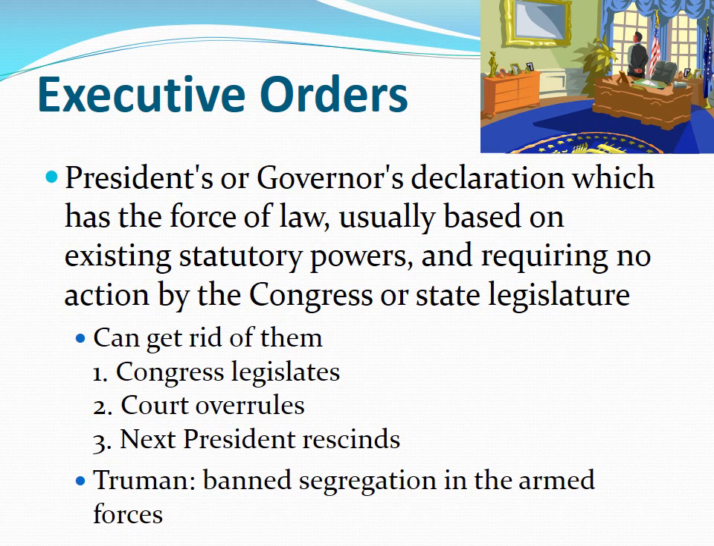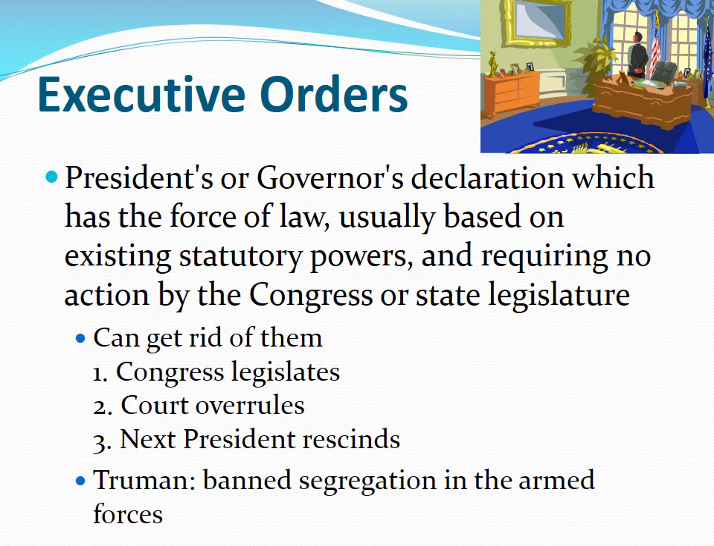A couple of things to know about executive orders. You can get rid of them. Because Congress is the real lawmaking body, if Congress legislates and decides to make a law which overrides or changes the executive order, then the executive order goes away. The court can also overrule the executive order by saying that it's unconstitutional.